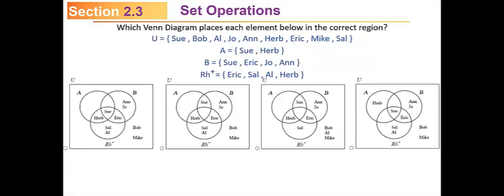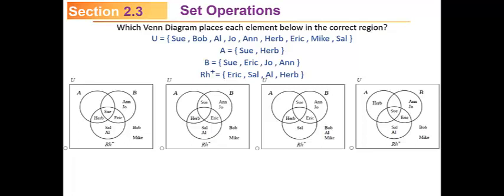Let's look at one more example. Here we're asked which Venn diagram places each element below in the correct region. So we have the universal set consisting of the elements Sue, Bob, Al, Joe, Ann, Herb, Eric, Mike, and Sal. A consists of the set containing Sue and Herb. B: Sue, Eric, Joe, Ann. And Rh positive: Eric, Sal, Al, and Herb.